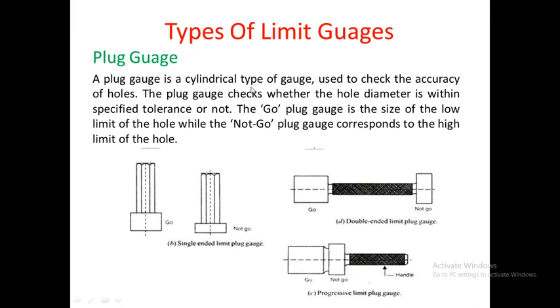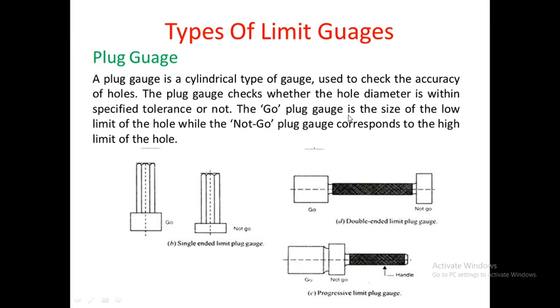A plug gauge is a cylindrical type of gauge. You can see that it is in the form of a cylinder. All these are nothing but plug gauges, and all are in the form of cylinders. A plug gauge is used to check the accuracy of holes. Basically, plug gauges are used to check whether the manufactured hole is within the specified limits or not. The plug gauge checks whether the hole diameter is within specified tolerance or not. It will not check the exact dimension, it will just check whether the dimension of the manufactured hole is within the limits or not, since it is a type of limit gauge.